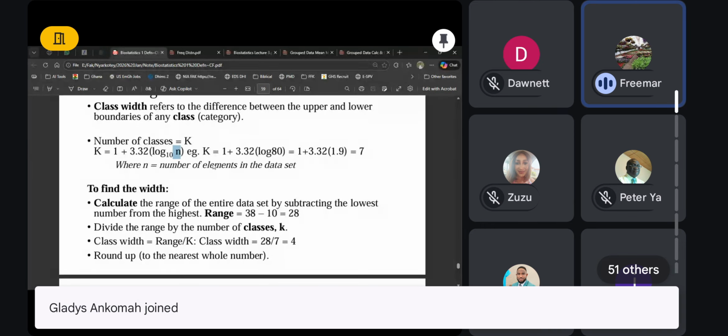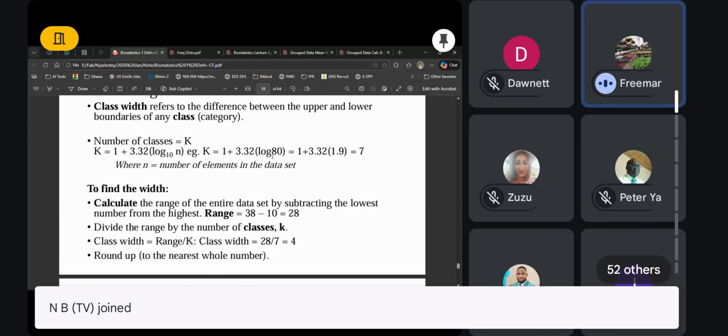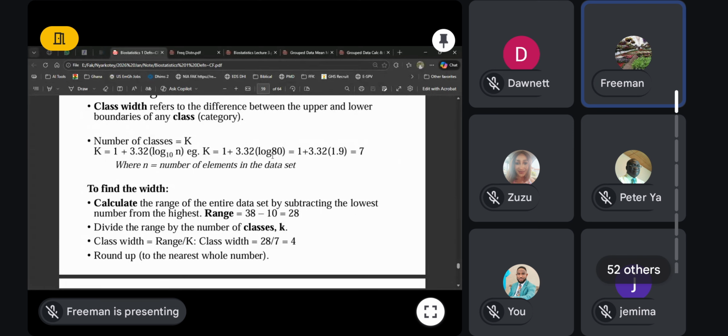So you just repeat the formula. K equals 1 plus 3.32 log 80 base 10. Anytime you have a logarithm without a base, the base is automatically 10. If you write a log without indicating any base, the base is 10. So the log 80 base 10, you can find it on your calculator.